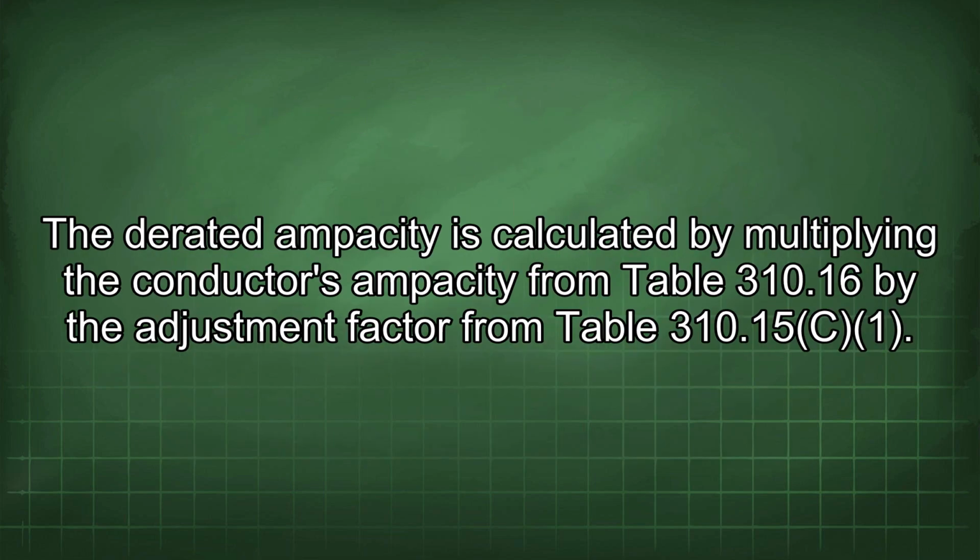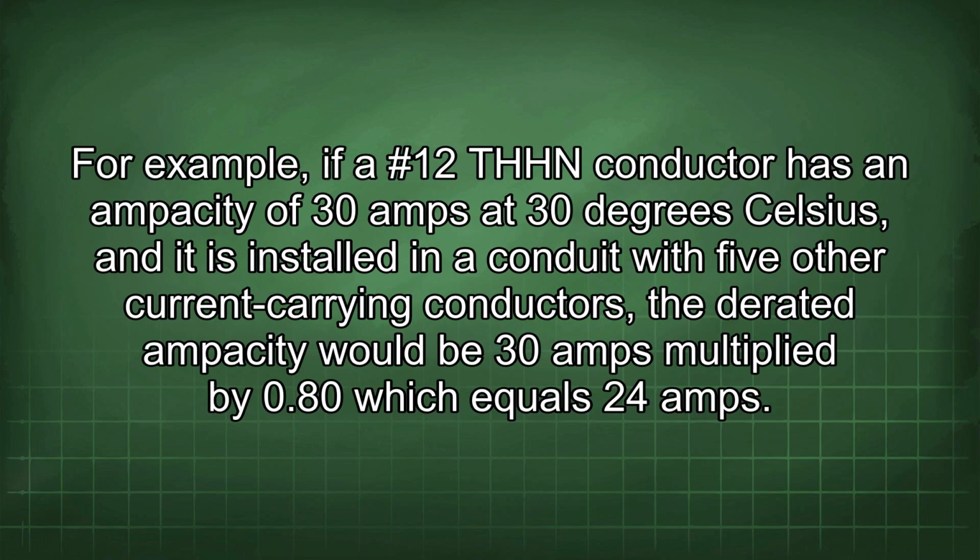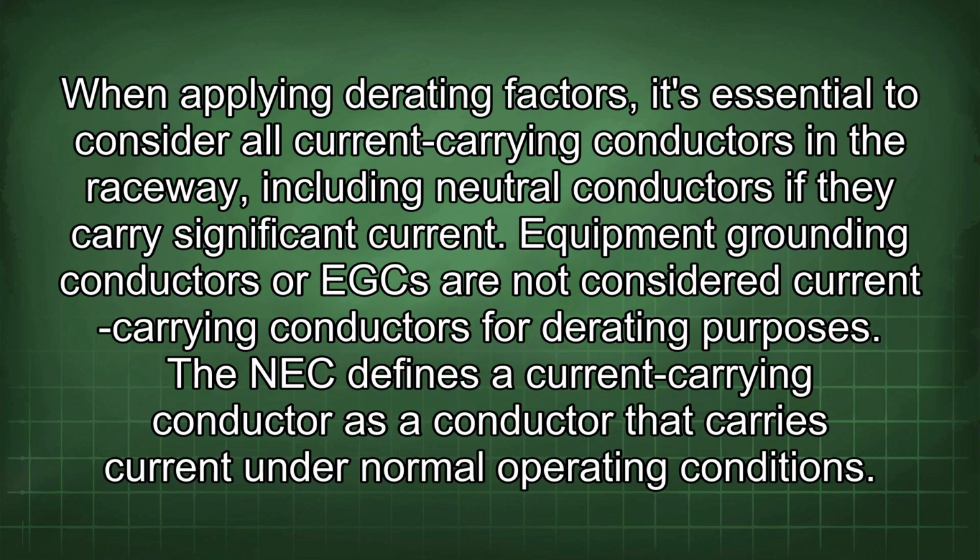The derated ampacity is calculated by multiplying the conductor's ampacity from Table 310.16 by the adjustment factor from Table 310.15(C)(1). For example, if a #12 THHN conductor has an ampacity of 30 amps at 30 degrees Celsius and it is installed in a conduit with 5 other current-carrying conductors, the derated ampacity would be 30 amps multiplied by 0.80, which equals 24 amps. When applying derating factors, it's essential to consider all current-carrying conductors in the raceway, including neutral conductors if they carry significant current.